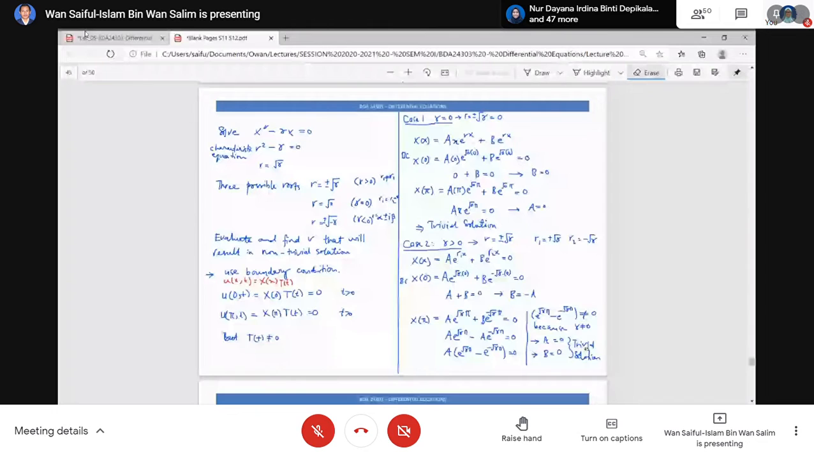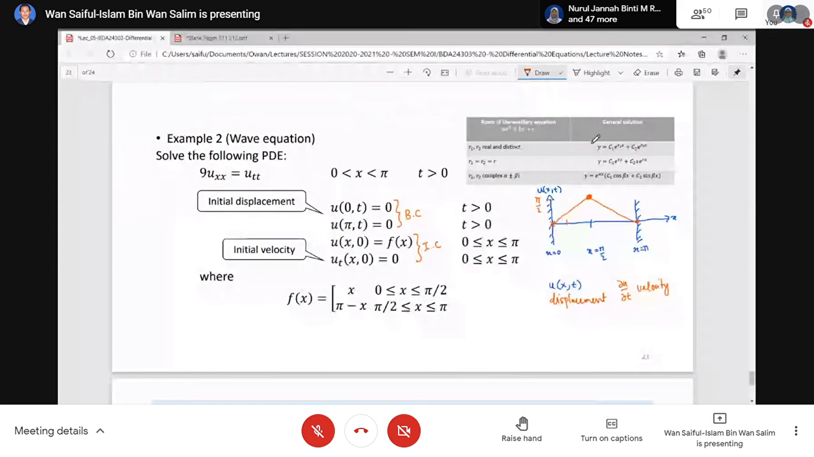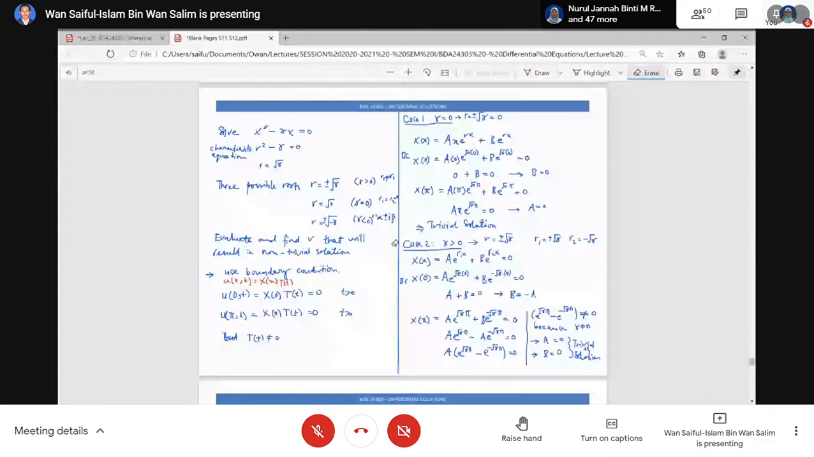X is equal to a times e to the power of R1x plus b times e to the power of R2x. This is the solution for this root. And then we go on to do the same: we apply the boundary condition. At x equal to 0, this is going to be equal to 0. So a times e to the power of 0 is a times 1.